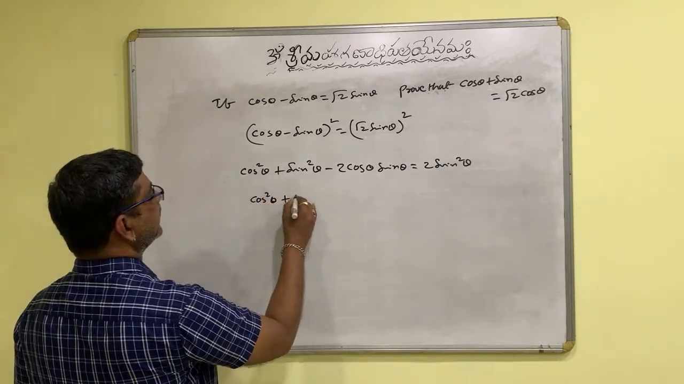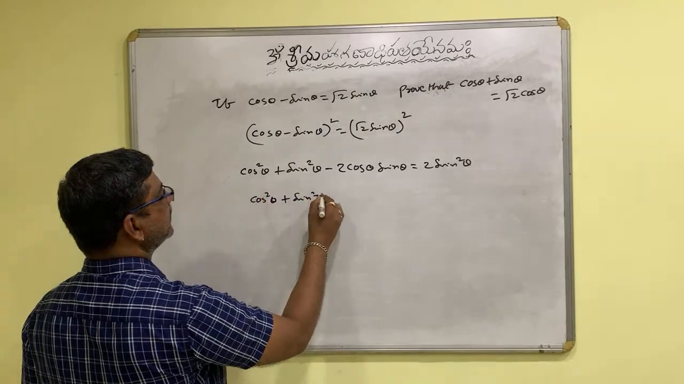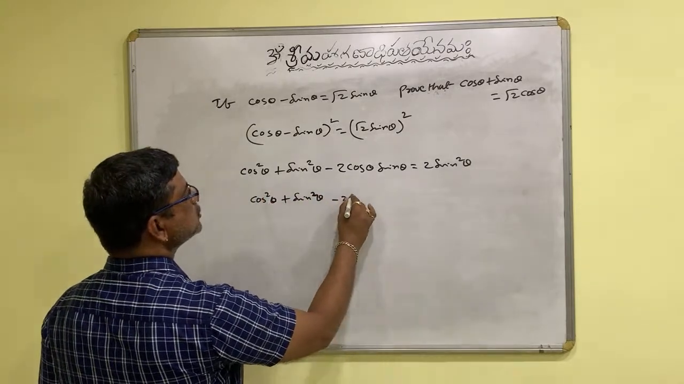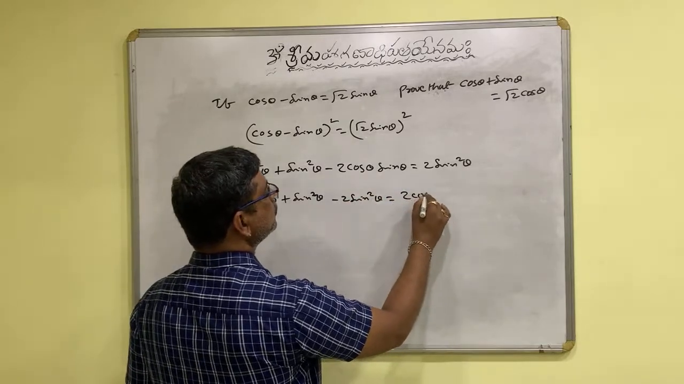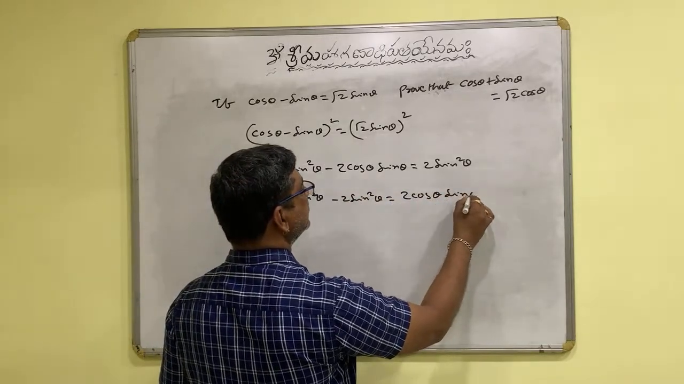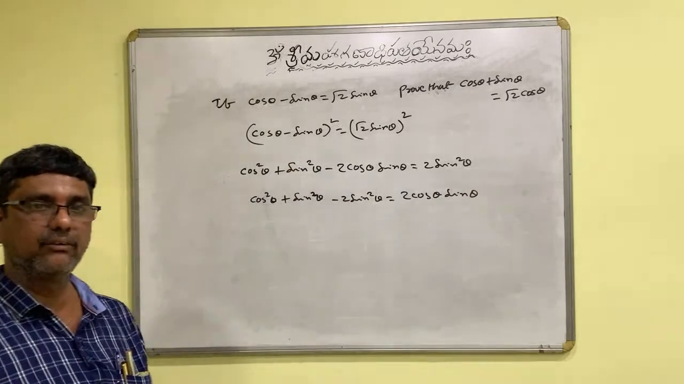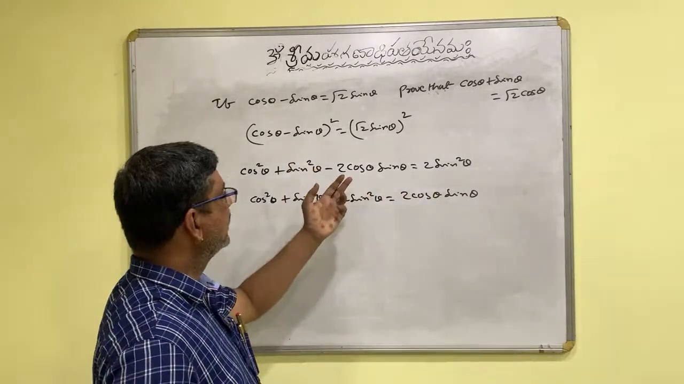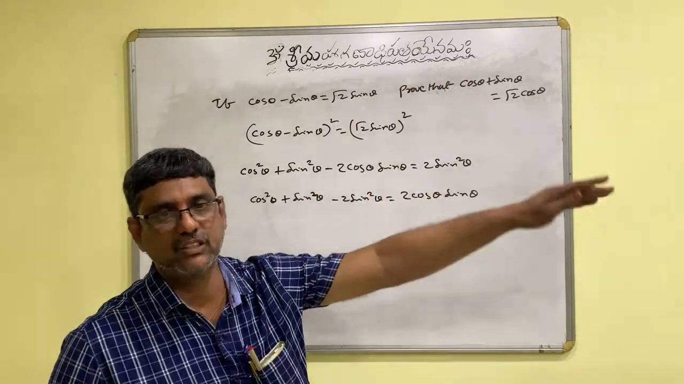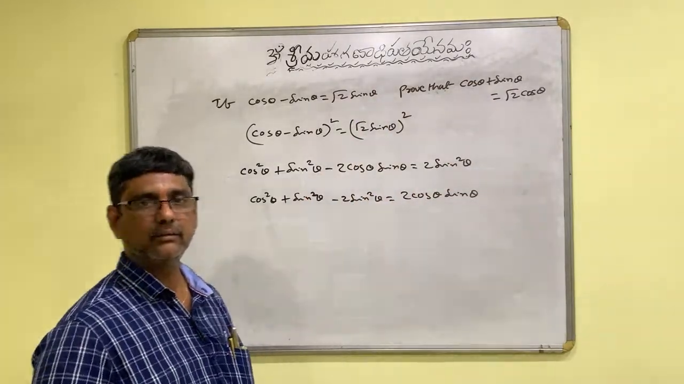Cos square theta plus sin square theta minus 2 sin square theta is equal to 2 cos theta sin theta. What did I do? Bringing this one to LHS and sending this one to RHS. That is what I have done.